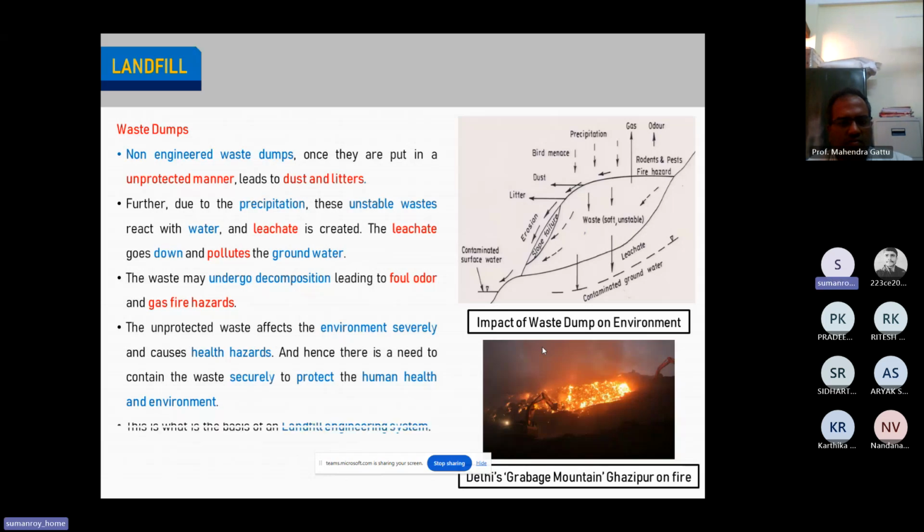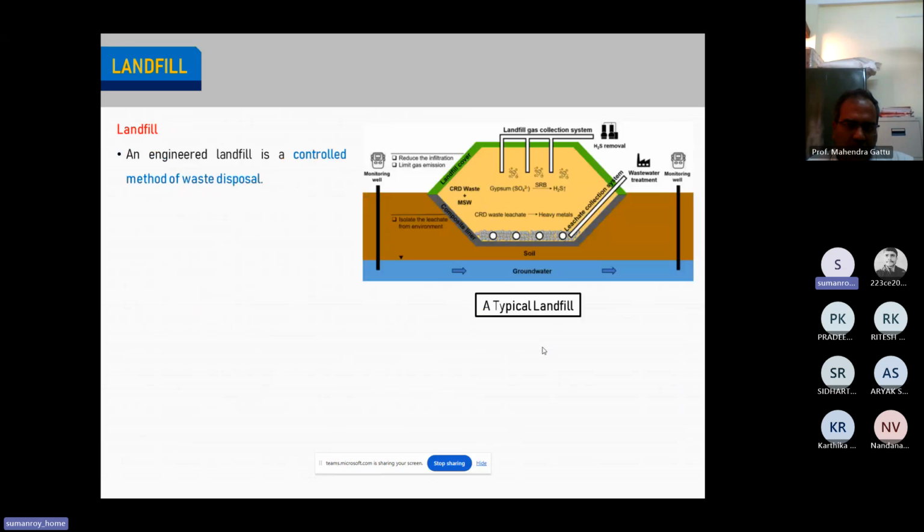So the best thing is that to protect against all these kinds of things, you need something called an engineered waste landfill. Okay, an engineered waste dump, not a non-engineered waste dump. And an engineered waste dump is what is termed a landfill. Typically, it is a way of controlling the method of disposal. This is a typical structure of a landfill. You have a layer of soil, and a layer of barrier below. All this yellow colored thing is actually the waste dump. You put all the waste inside it, and then you protect it with something termed a cover system.